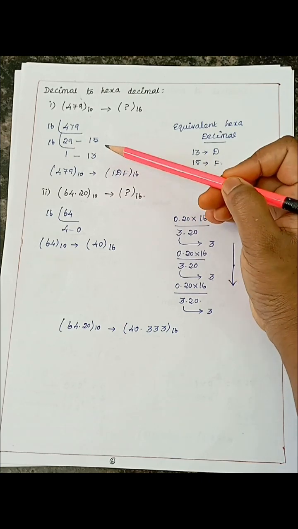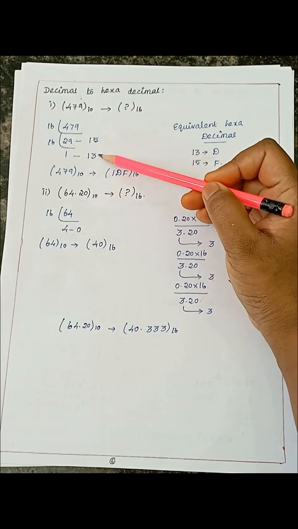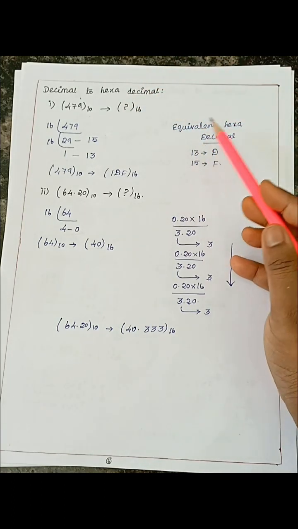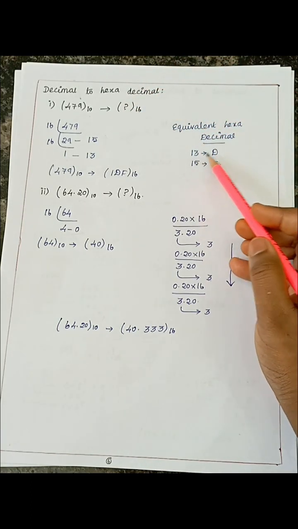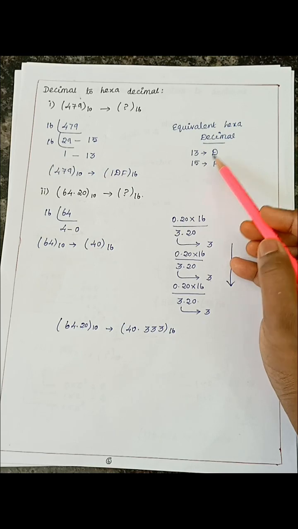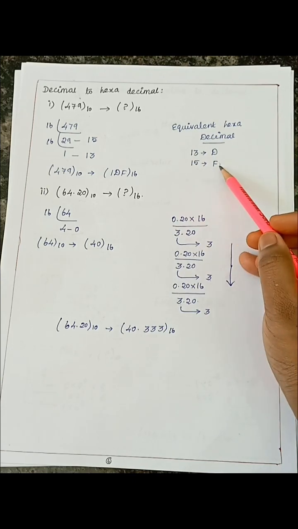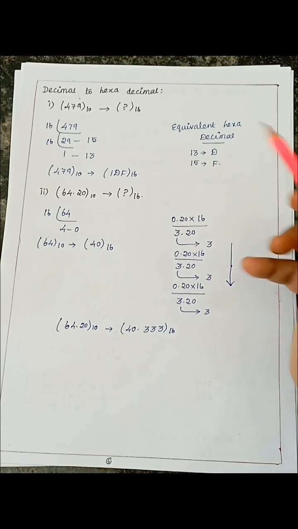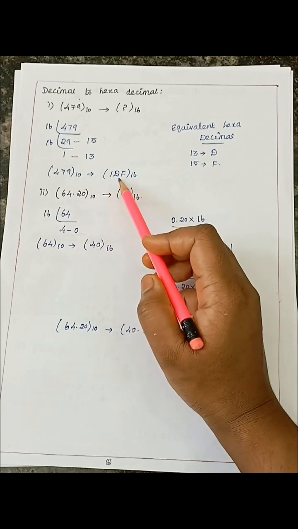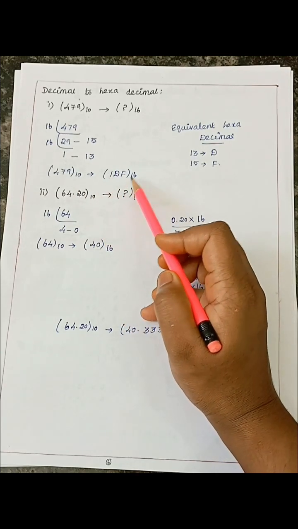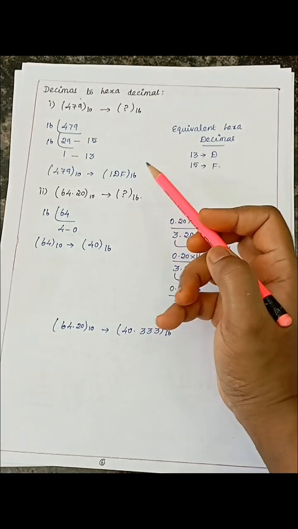So for the hexadecimal, we are not using these numbers 13 and 15. We have to convert them to the equivalent value. For the 13 we have to use D, and for the 15 we have to use the equivalent value F. So for the 479 we are getting the hexadecimal result as 1DF. This will be the hexadecimal value.